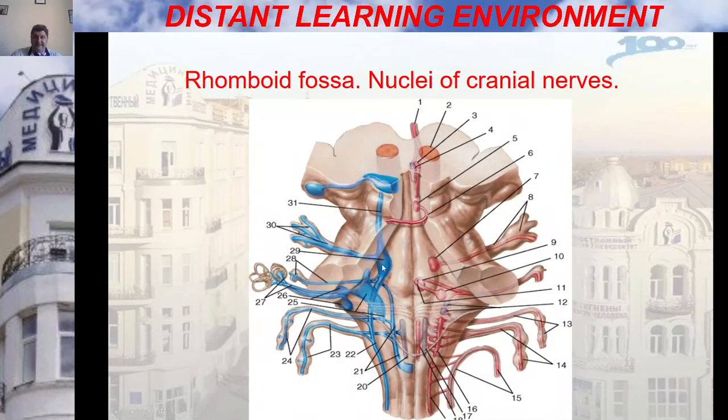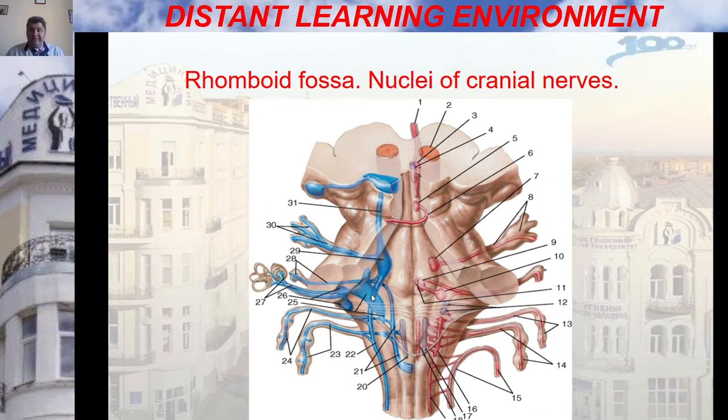So you may see a rhomboid fossa here, and the anterior part, or superior anterior part, is the dorsal surface of pons, and the posterior part, or posterior inferior part, is the dorsal surface of medulla oblongata. And also you may see the nuclei of cranial nerves here. You may see the cranial nuclei of the trigeminal nerve in blue color.